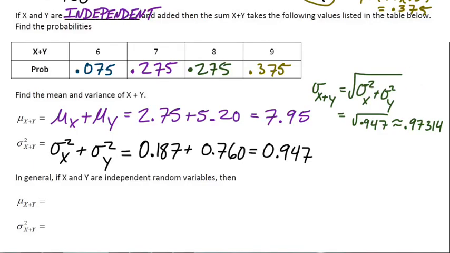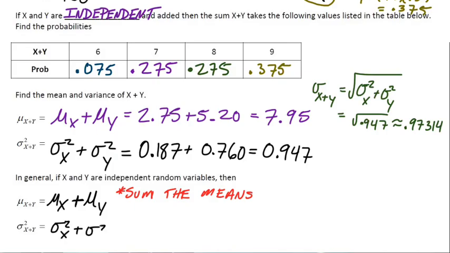So in general, if x and y are independent random variables, what's the mean of x plus y look like? So if we have a combined distribution here, a new random variable, the mean is actually pretty straightforward. It's just the mean of x plus the mean of y.